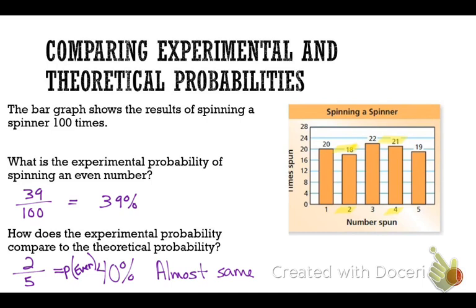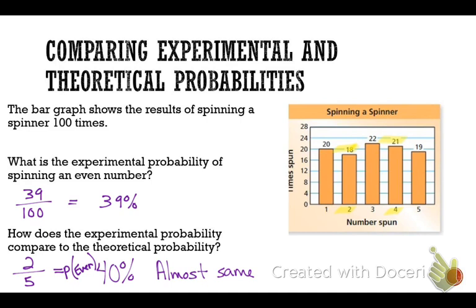For example, if you were to only spin the spinner 10 times, is there a chance that you would have spun an odd number 10 times in a row? Yeah, absolutely, there's a chance. But is there a chance that you're going to spin the spinner 100 times and land on an odd number every time? No. In 100 times, you're going to land on some even numbers. So the more times you spin it, the closer those probabilities come to each other.